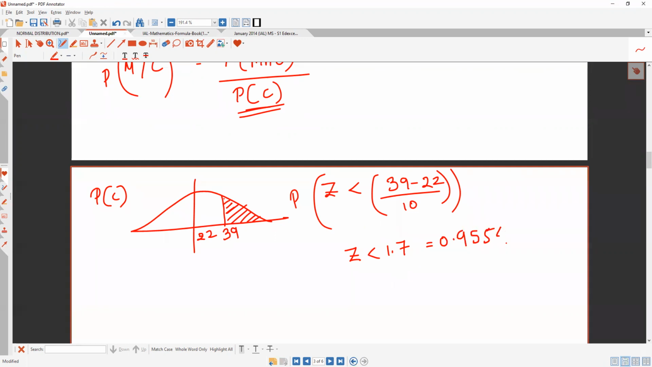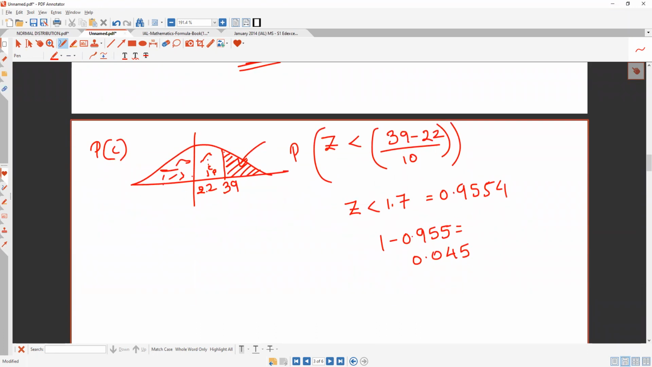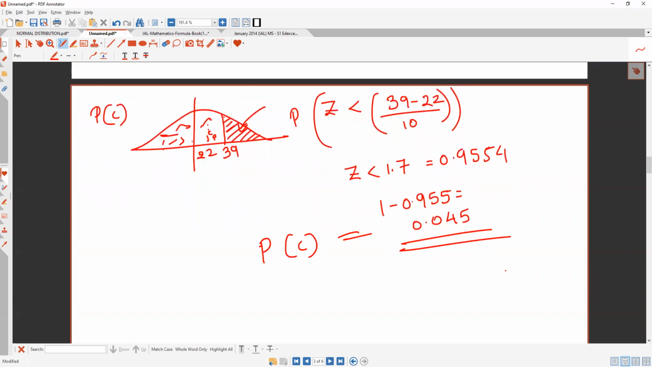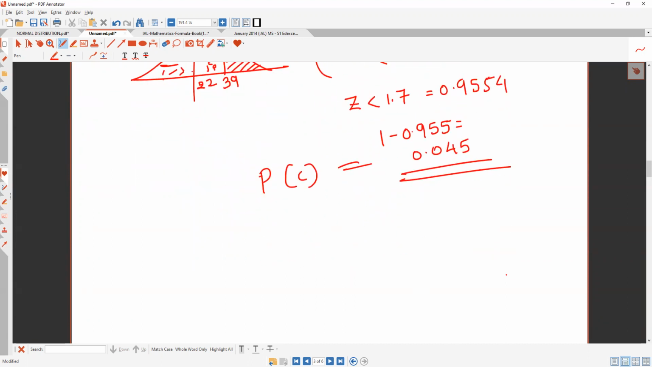0.9554, but that is for less than 39. We are looking for more than 39, so what will it be? 1 minus 0.9554. How much is it? 0.045. Clear? Okay, fine. Now this is the probability of what? The probability of getting a certificate, which is 0.045.